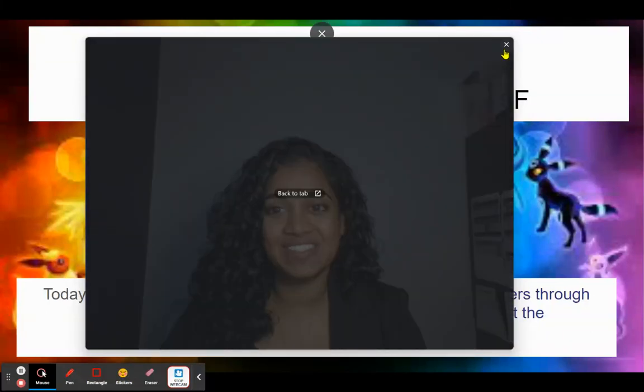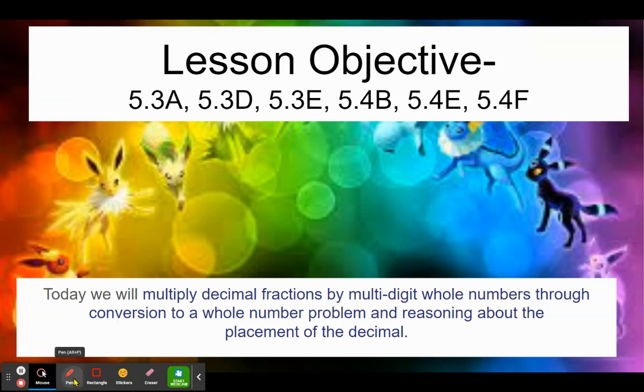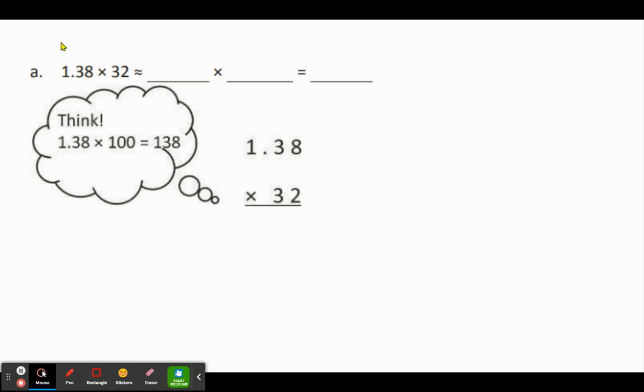Let's go ahead and take a look at today's lesson objective. So today we will multiply decimal fractions by multi-digit whole numbers through conversion to a whole number problem and reasoning about the placement of the decimal. All right, let's take a look at this. What we're going to do today is multiply 1 and 38 hundredths times 32.